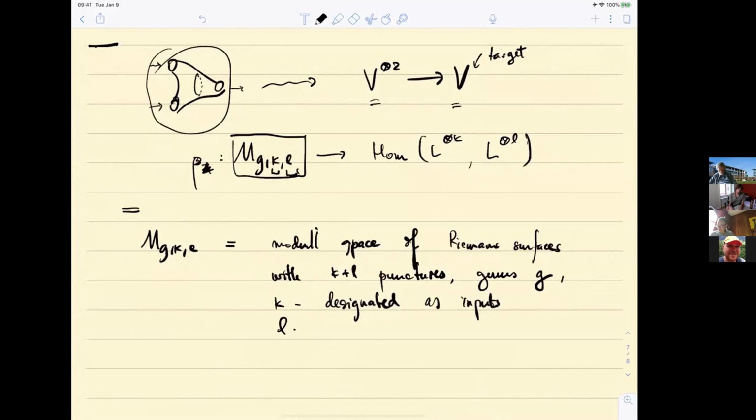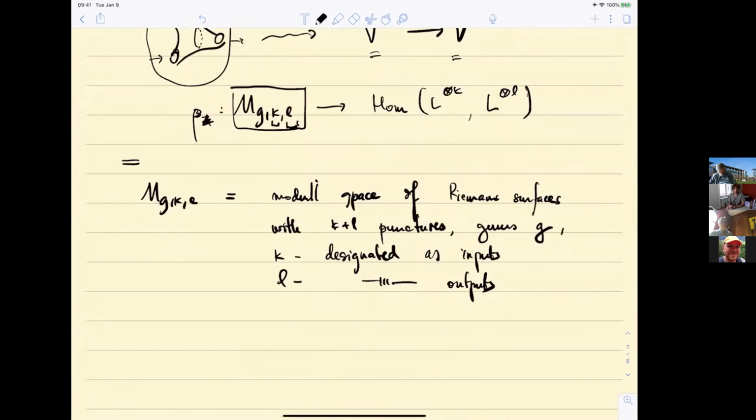L are designated as outputs. But I don't want exactly this. This would be a very nice algebraic variety. We know everything, well, not everything, but we know a lot about it. I want to decorate it a little bit more. Namely, I put a framing. And what the framing means is, you can say this in many different ways.